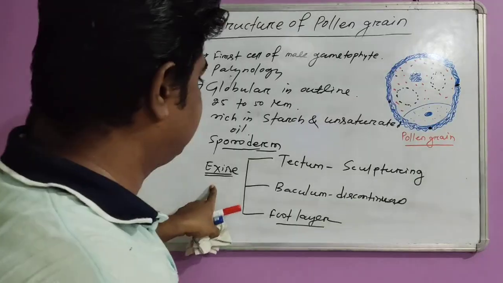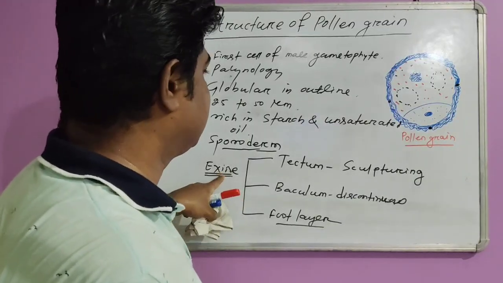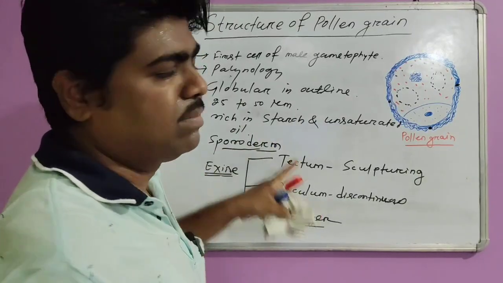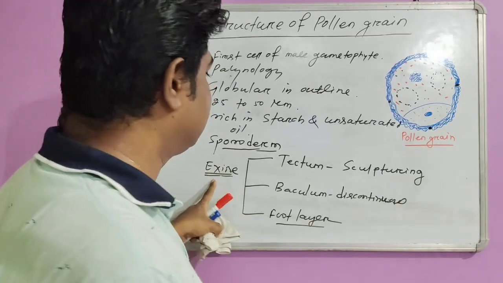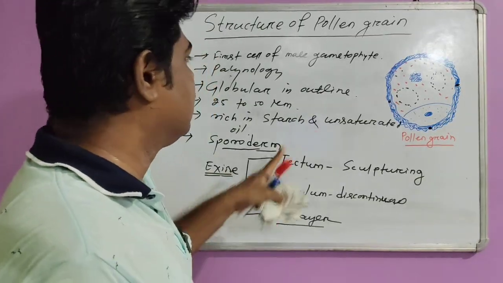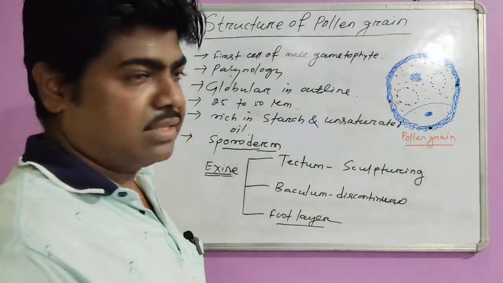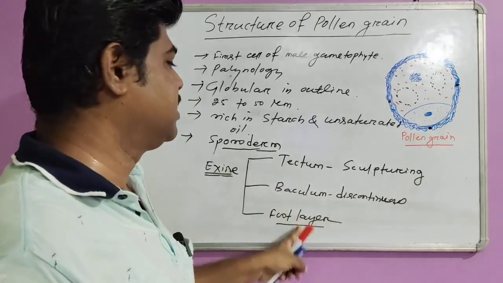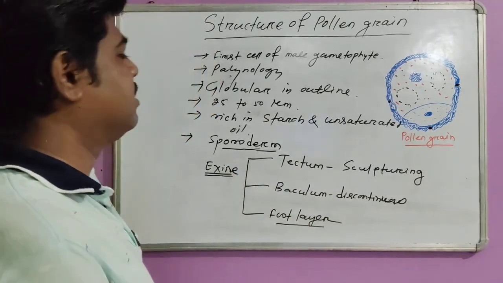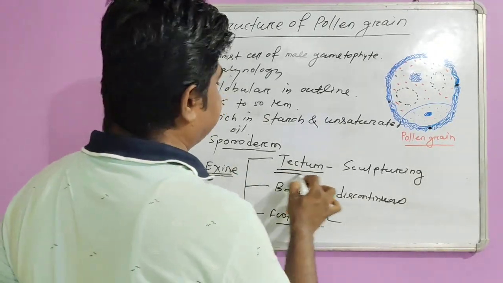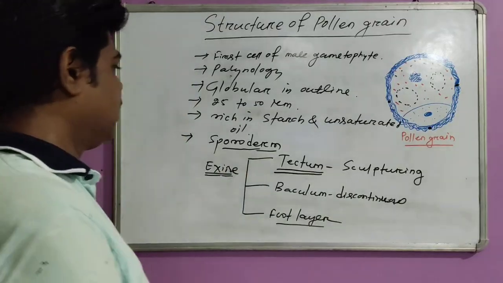So this is about the structure of pollen. The intine is made up of cellulose and pectin, and exine is composed of sporopollenin, a highly resistant fatty substance. The exine is further differentiated into three layers, and the topmost layer is the tectum.